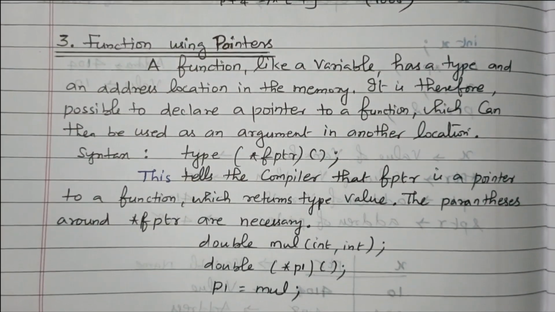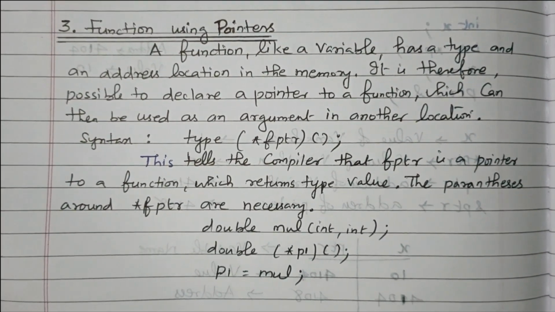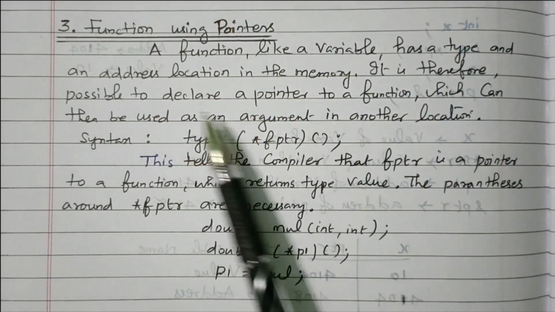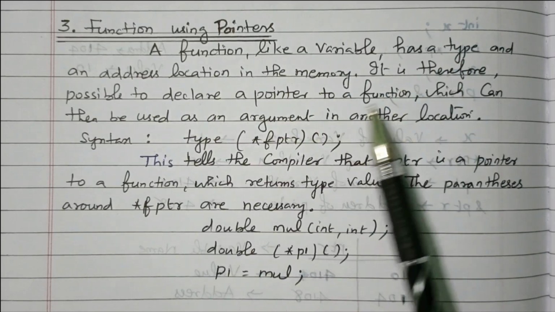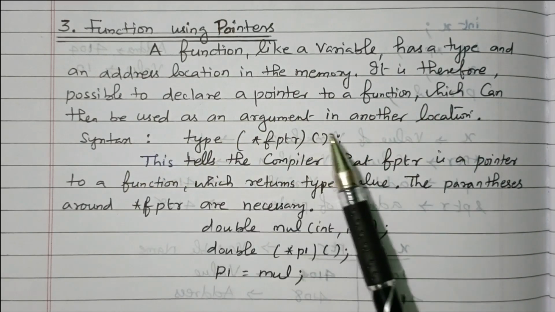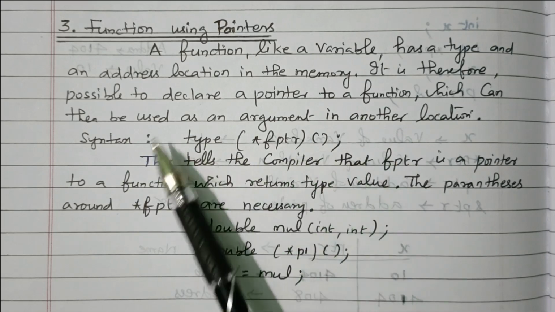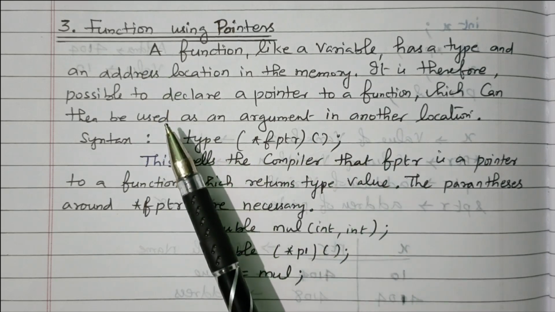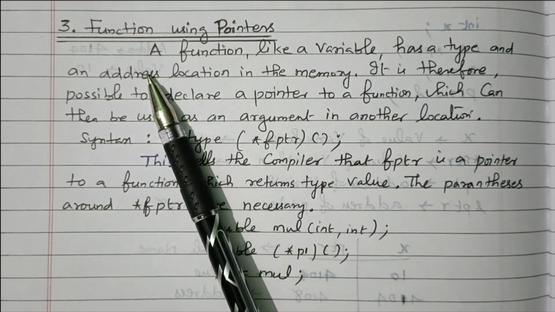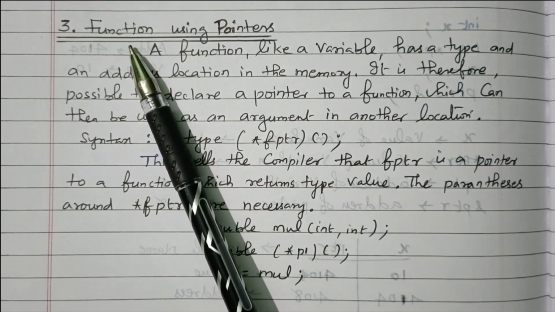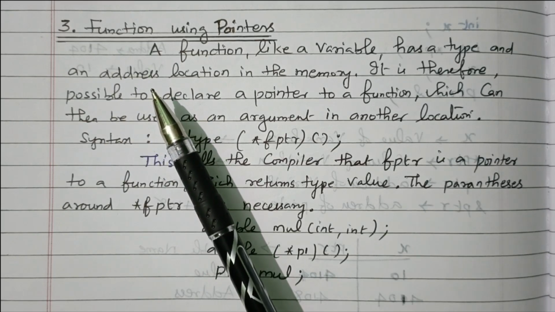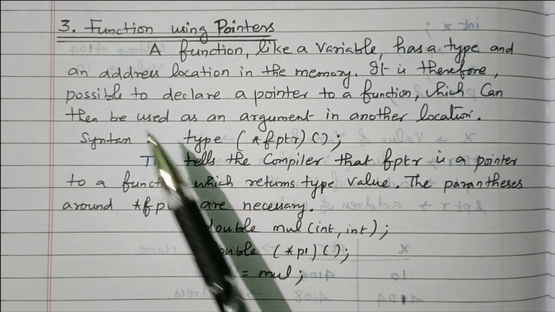How can we refer to a function with a pointer? A function, like a variable, has a type and an address location in the memory. It is therefore possible to declare a pointer to a function which can be used as an argument in another location. We know that a function is a user-defined set of program, right? A subprogram. The main program is there; the function is the subprogram. Some specific task, a repeated task, can be declared as a function. So we can call the function, and we can define the function to return a value. These are all available under function, right?